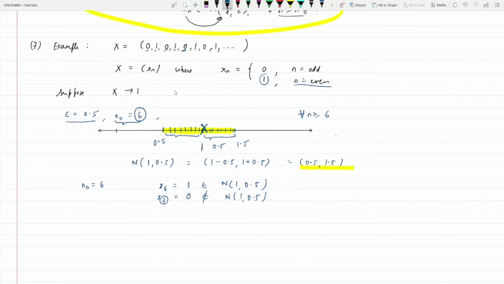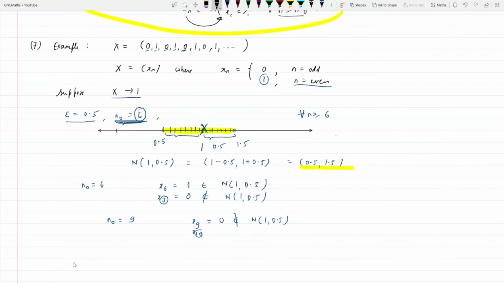Now what will happen if someone takes n naught as an odd number? Let me take n naught as 9. Since it is odd, your x9 is going to be 0, and clearly 0 is not contained in your neighborhood. So we know that n naught equal to 9 will not work, but x10 again is an even number and it will lead us back to the case where we have taken n naught equal to 6. Thus we are having violations in both the cases, and so our assumption that x converges to 1 is not going to hold.